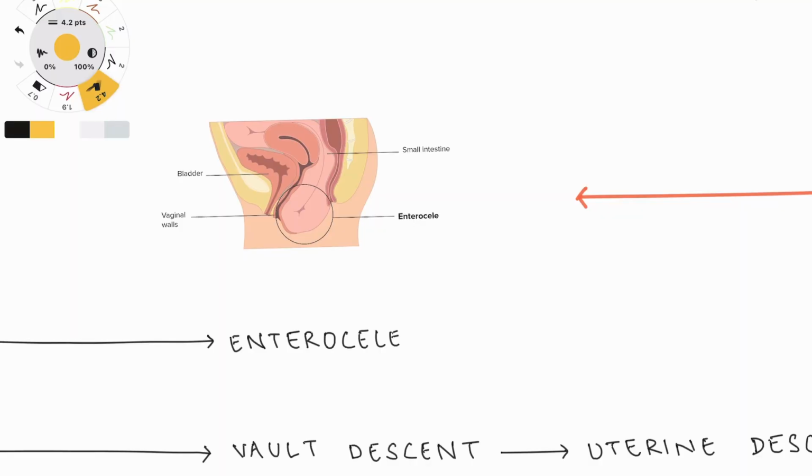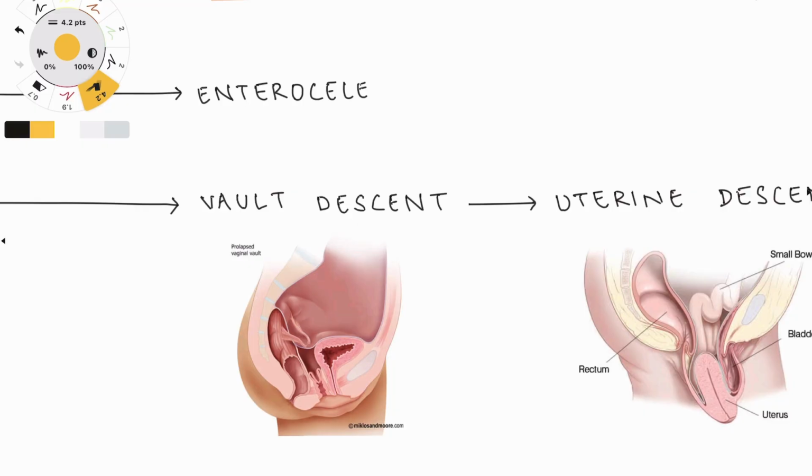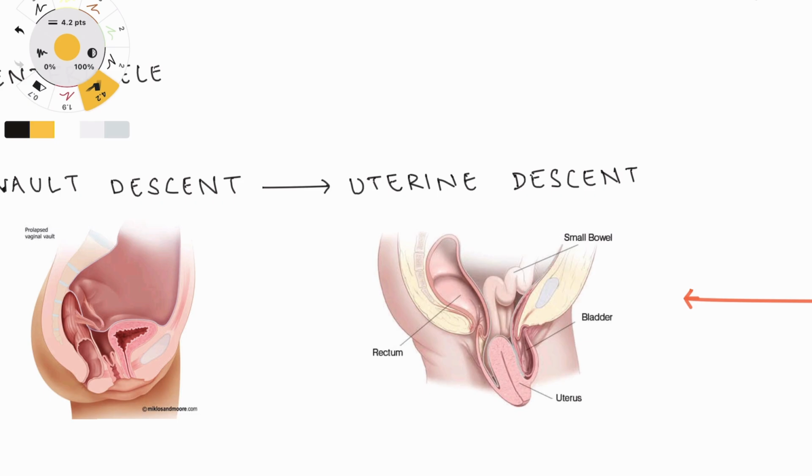Enterocele is the descent of intestinal components, as you can see in this image. Vault descent is due to the descent of vaginal vault. Uterine descent is due to the descent of uterus.